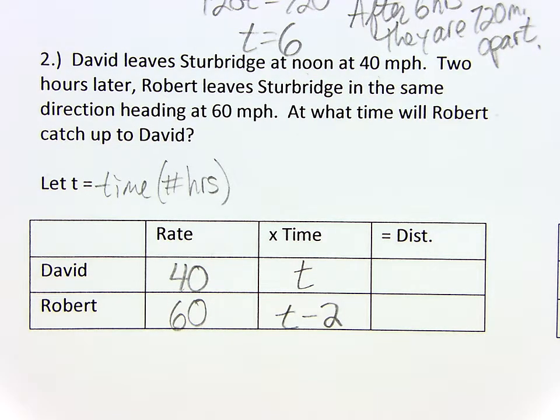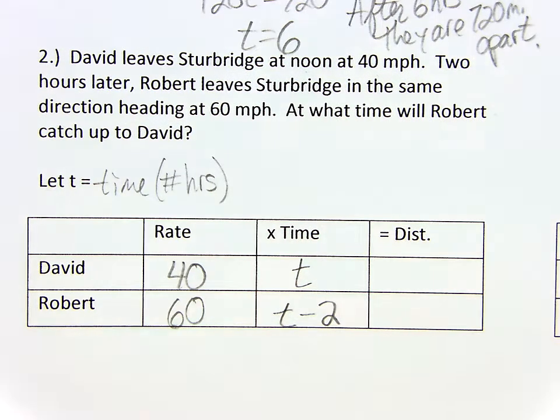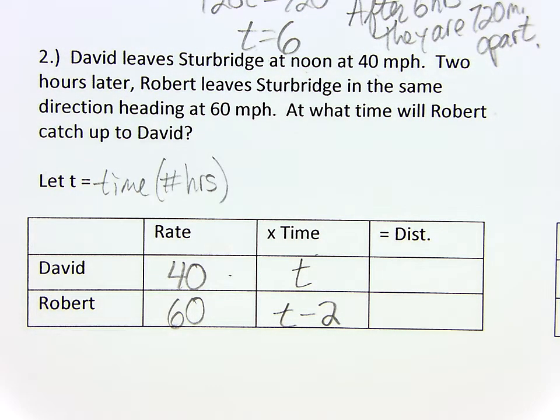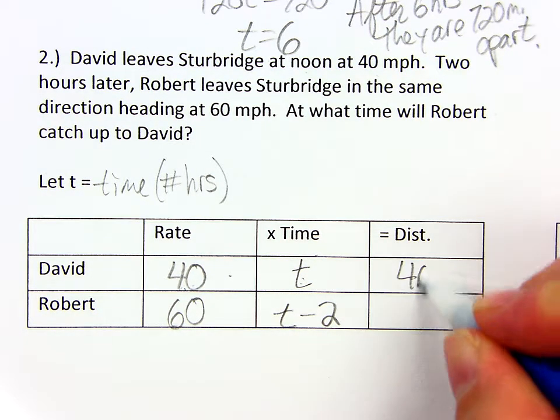Doesn't T minus 2 have to be smaller than T? Yeah, take a number and subtract 2 from it. Of course that's going to be the smaller number. What do you do now that you have rate and time filled in? Good answer. Yes, you multiply straight across because distance is equal to this times this. So once you have these two columns, you multiply straight across. What's 40 times T? 40T.